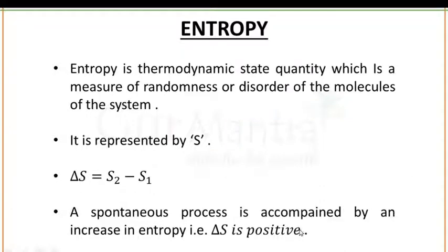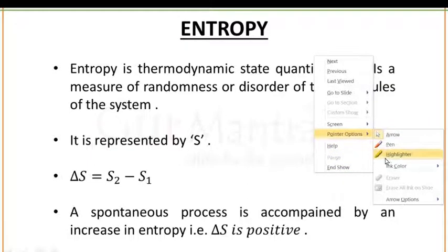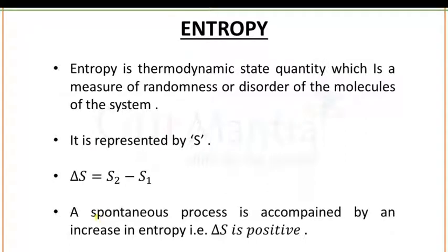A spontaneous process is accompanied by an increase in entropy. Whenever a spontaneous process occurs in nature, its randomness always increases, which means delta S will be positive. And if the entropy decreases, then delta S will be negative.